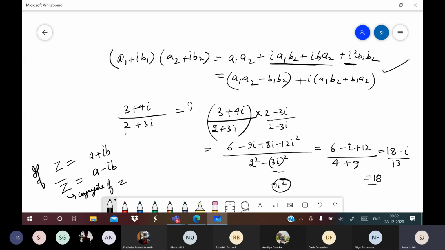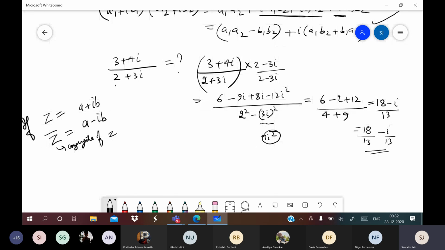And now you can write it like this. See, you can split this and write it in the general form of a complex number, right? A plus iota b. So if someone asks what is the real part, it is 18 by 13. Imaginary part is minus 1 by 13. Always compare a complex number with its general form. So this is the division of these two complex numbers. This is the way.